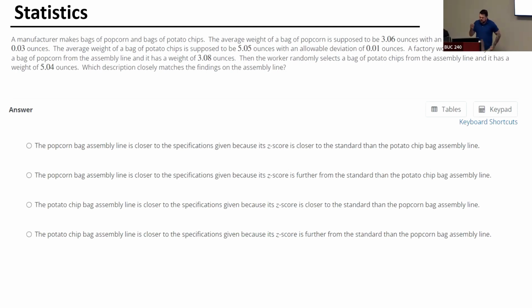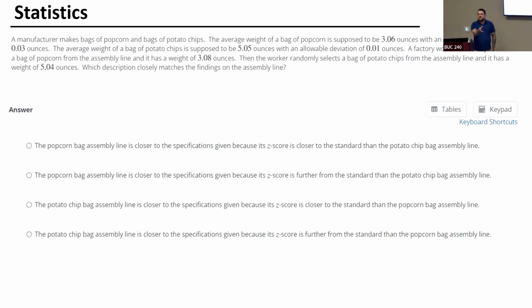So here's what happens. This thing's just pumping out chips and popcorn all day long. And then there's a worker that's got to go through there every once in a while and grab a bag. Why is he doing that? He's hungry? What's his job? Yeah, he's going to check.